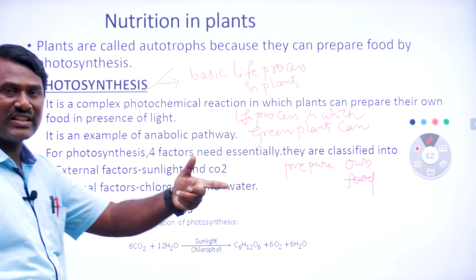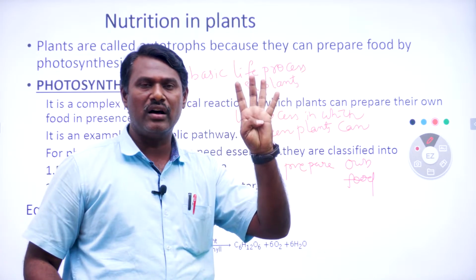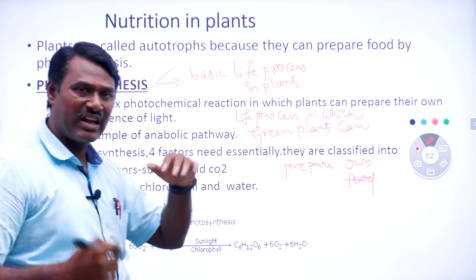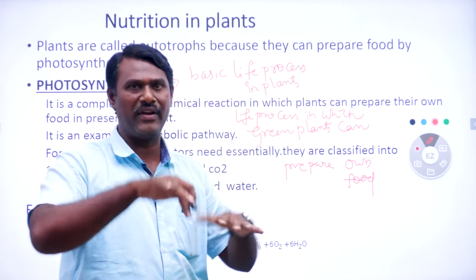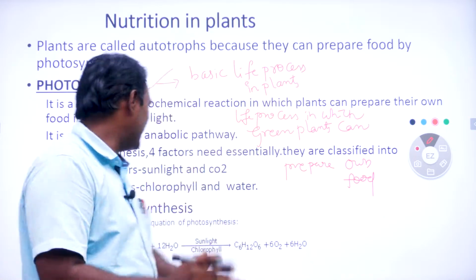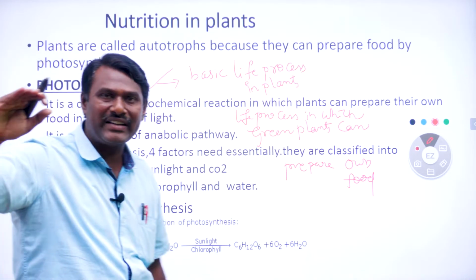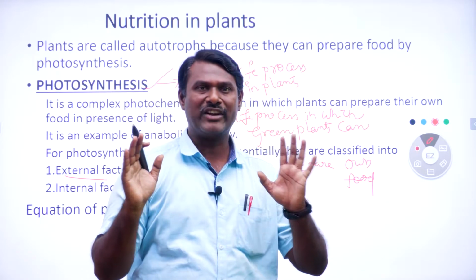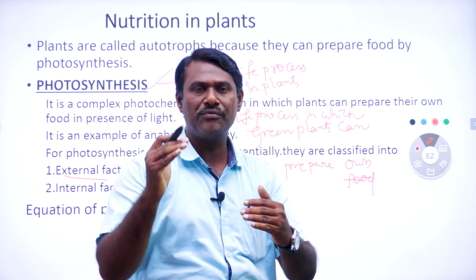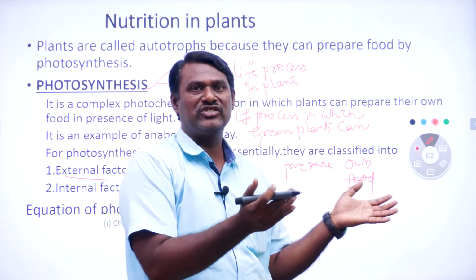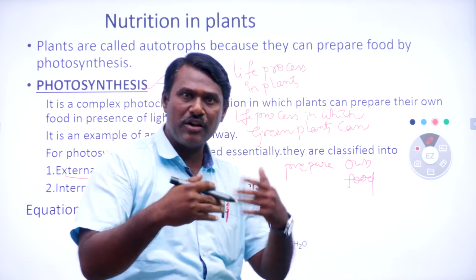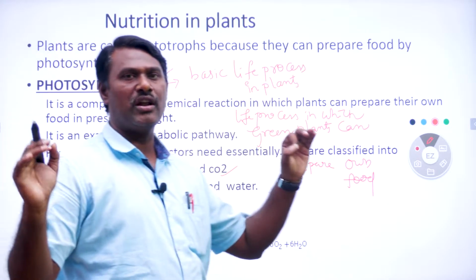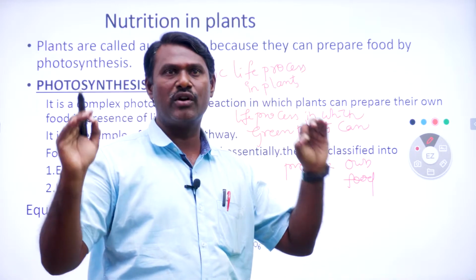For photosynthesis, 4 factors are required essentially for plants. These factors are classified into external factors and internal factors. External factors are the components which come from outside to inside of the plant. These external factors include carbon dioxide and sunlight. These are the 2 external factors which are essentially required for photosynthesis.